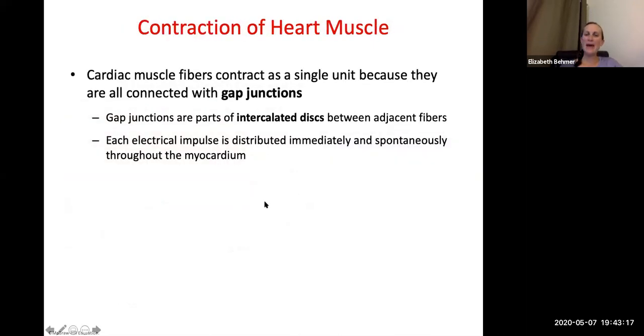So what are these gap junctions and what are the intercalated discs? So the intercalated discs are just a part of these gap junctions. They are between adjacent cells. So remember, fibers and cells mean the same thing in muscle tissue. So intercalated discs are between cardiac muscle cells, and they just help this electrical impulse to be distributed immediately and spontaneously throughout the myocardium. And that just helps the heart to contract as a unit to be able to send out that electrical impulse everywhere at the same time. So that is your answer for number 9.